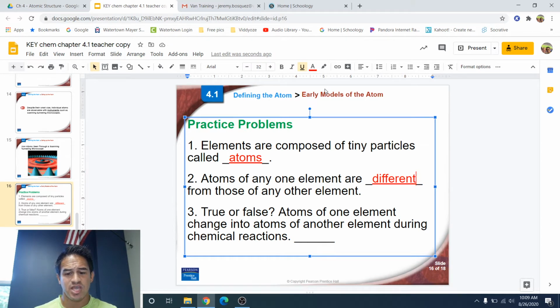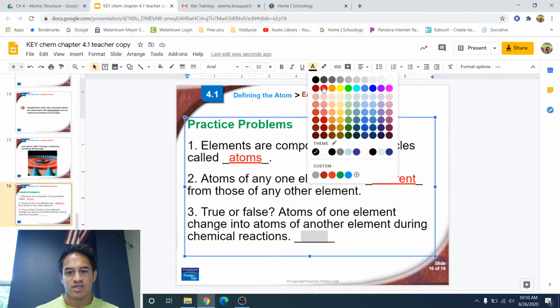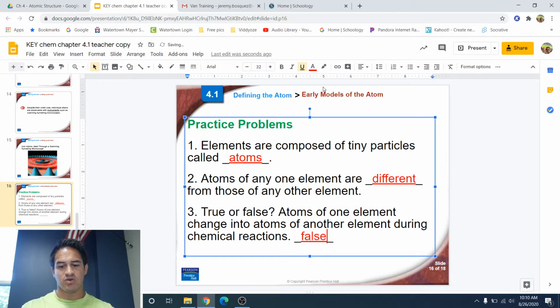Number 3, true or false? Atoms of one element change into atoms of another element during chemical reactions. So this is false. This is something that John Dalton proved to be incorrect, and this basically destroyed the whole idea of alchemy and that whole field. So that is not a thing anymore.